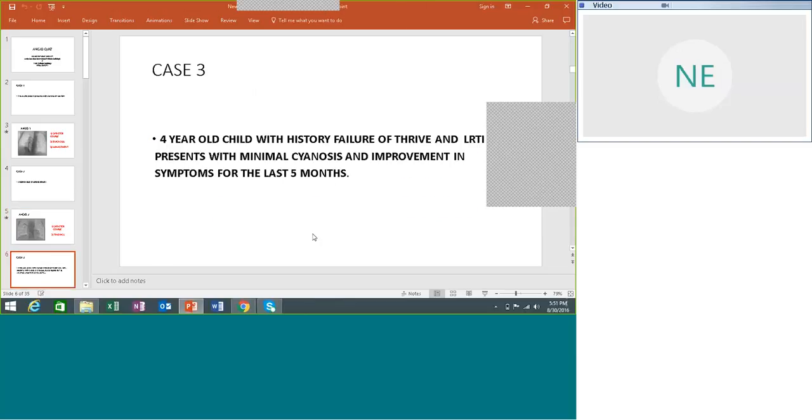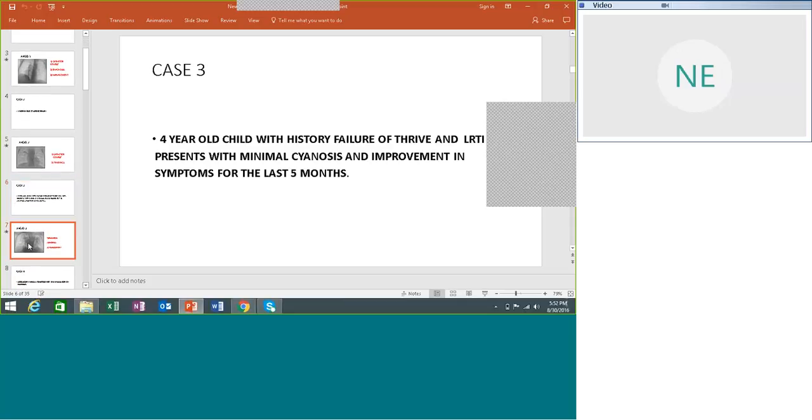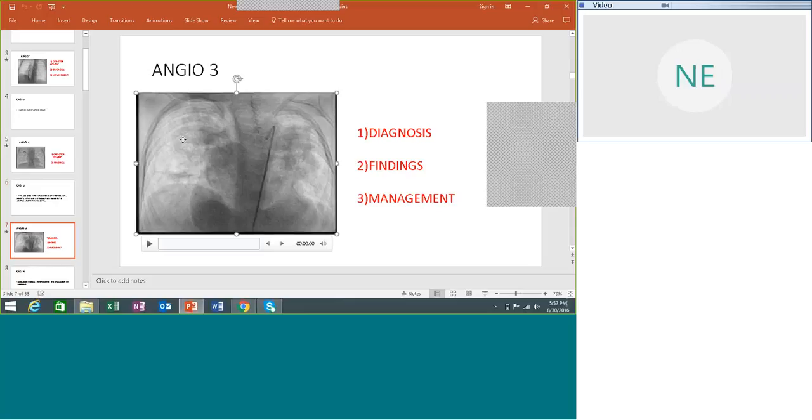A 4-year-old child with history of failure to thrive and LRTI presents with minimal cyanosis and improvement in symptoms for the last 5 months. And here is the angio.